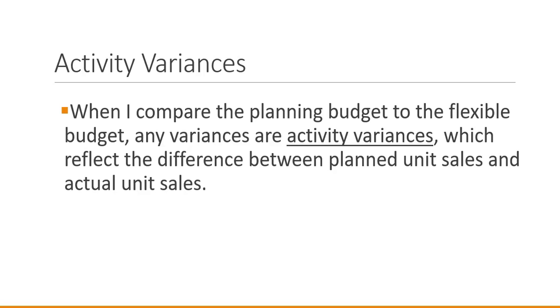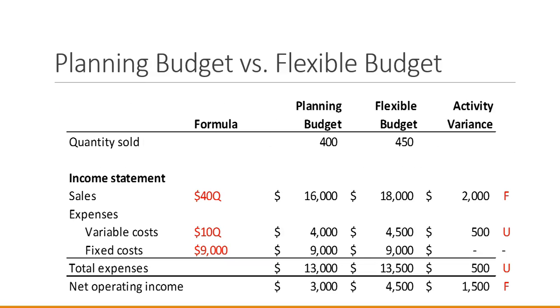Activity variances are solely based on change in units from the original budget to the actual units sold. So we're going to now make a comparison between the planning budget that we created at the beginning of the period and what we will call the flexible budget. Now, the flexible budget simply replaces the number of units in the planning budget of 400 with the actual number of units sold, 450, and we use the same formulas that are in red on the left side of the screen: the sales price per unit, the variable cost per unit, and the fixed costs.